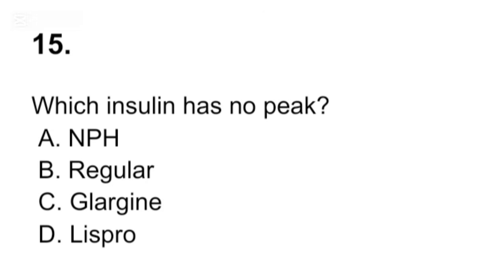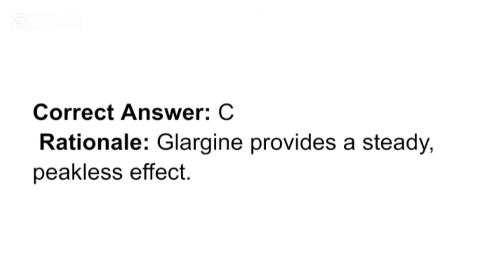15. Which insulin has no peak? A. NPH. B. Regular. C. Glargine. D. Lispro. Correct answer, C. Rationale: Glargine provides a steady, peakless effect.